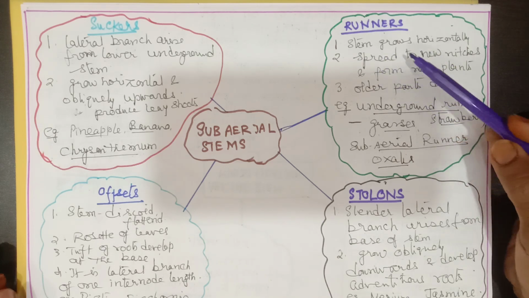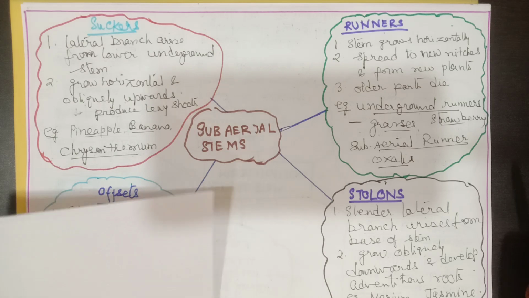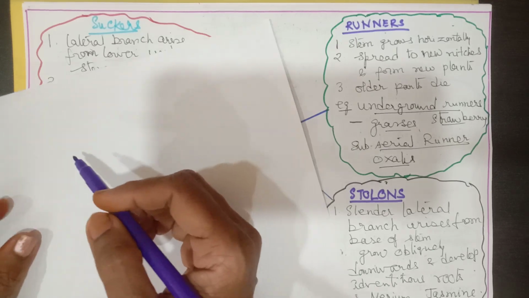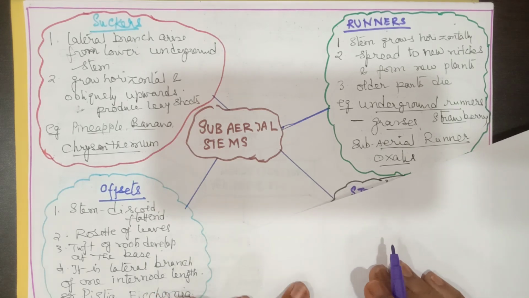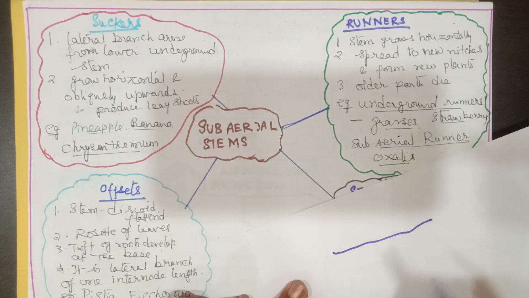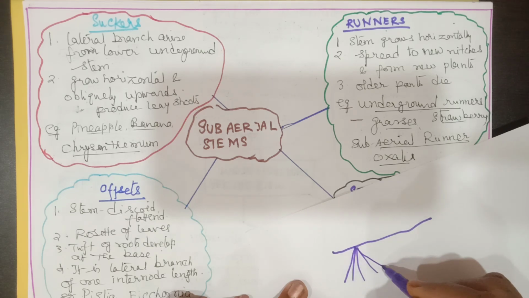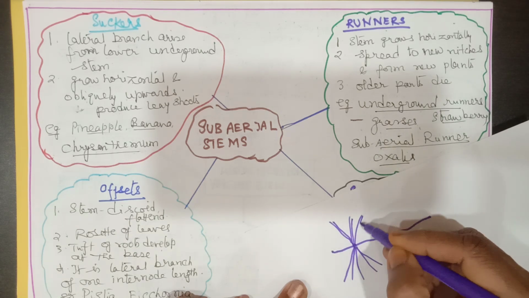In a runner, the stem grows horizontally. Here I am going to give a diagrammatic explanation also, to help us understand a runner. Here the stem grows horizontally and spreads to new niches. Niches means new directions. If we observe the runner, the main stem will grow horizontally, and at some places it will show a tuft of adventitious roots, and exactly at the same place it will show the leaves.